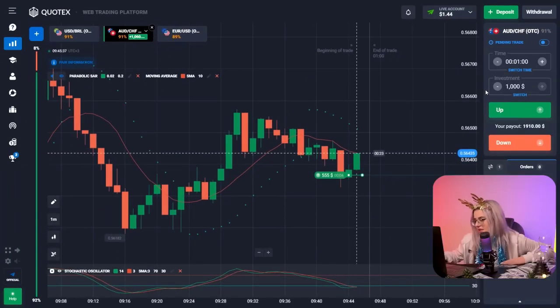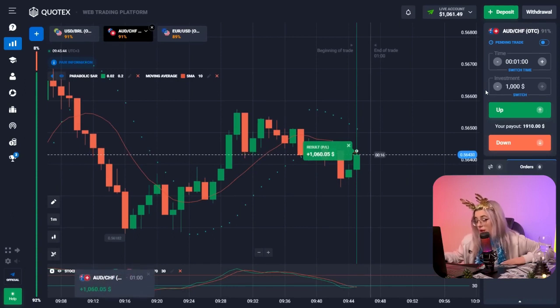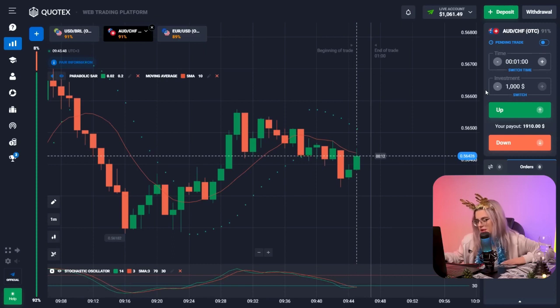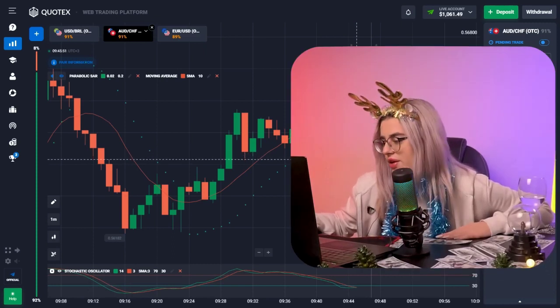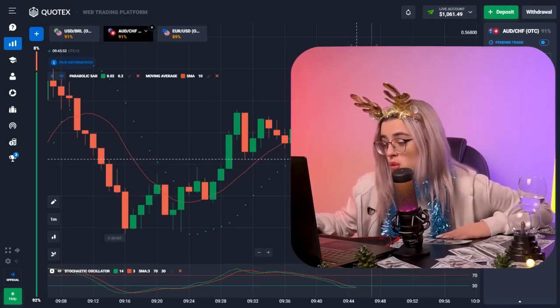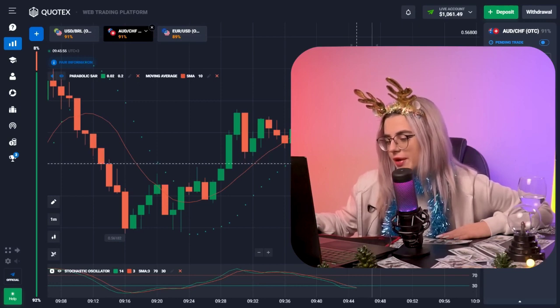So we can see that this trade is actually also going well. It's going into a big, I think, rise. And we made $1,000. That's quite a good result in about 8-10 minutes that we're trading. And that's really, really good.